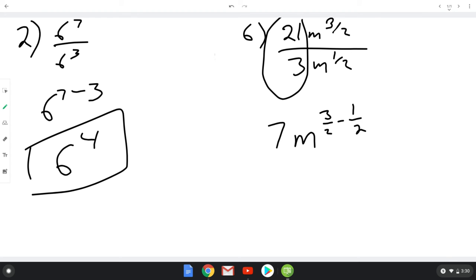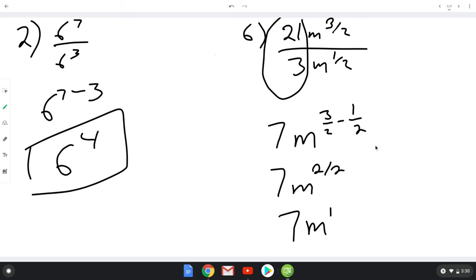So a little reminder on subtracting fractions, we have to make sure they have the same denominator. So remember, we have to find a common denominator. In this case, they already have a common denominator. So we just have to subtract the tops. We just have to subtract the numerators. So we end up with 7m to the 3 minus 1 is 2 divided by 2. 2 divided by 2 is just 1. So we have 7m to the first.